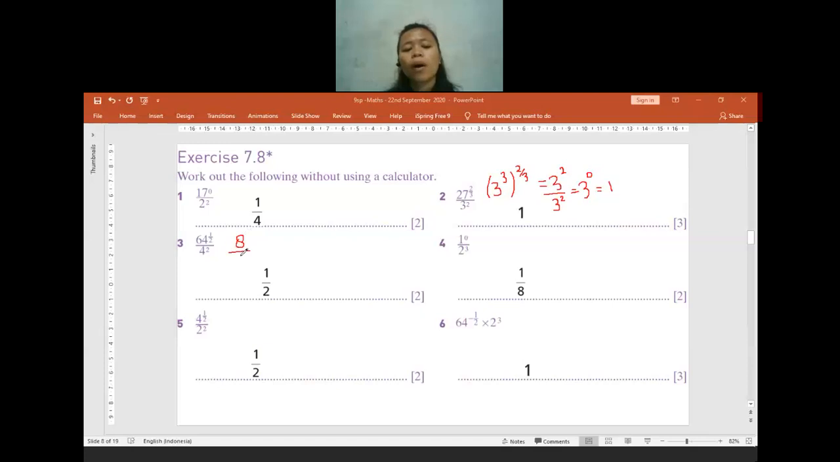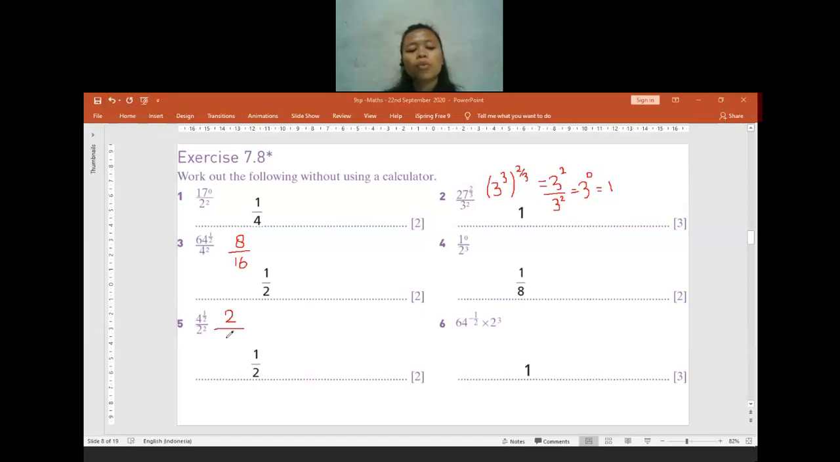Now I move to question 3. 64 to the power of a half means the square root of 64, which equals 8. 4 to the power of 2 is 16. So we can simplify the 8 and 16 by dividing everything by 8. 8 divided by 8 equals 1. 16 divided by 8 equals 2. For question 4, everything to the power of 0 will always equal 1. 2 to the power of 3 equals 8. That's why the final answer is 1 per 8.